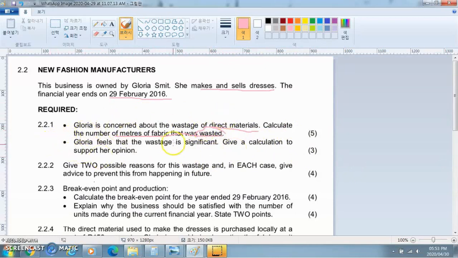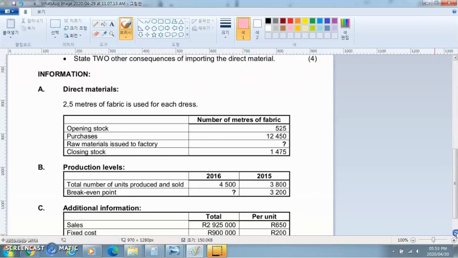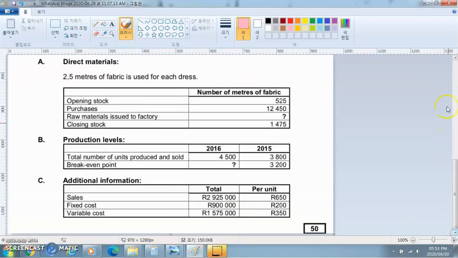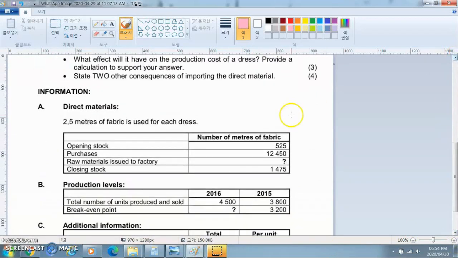So now we just need to do what? Calculate the number of meters of fabric that was wasted. Easy, right? Okay, so here we have what? We have been given the information, and then here they're saying the direct materials is what? They're saying 2.5 meters of fabric is used to make each dress. So 2.5 meters is to one dress. You get it? So that's the ratio basically.